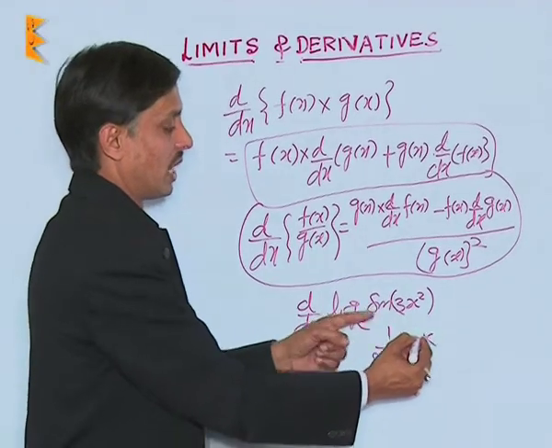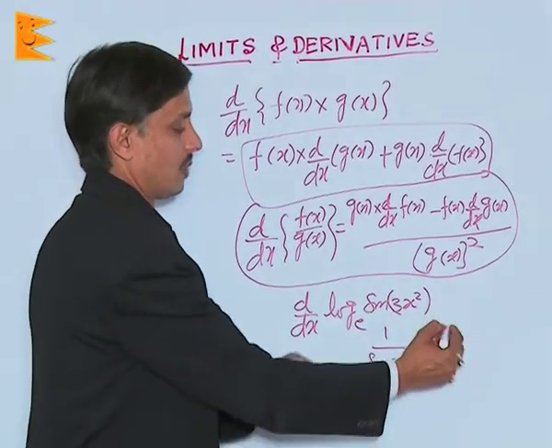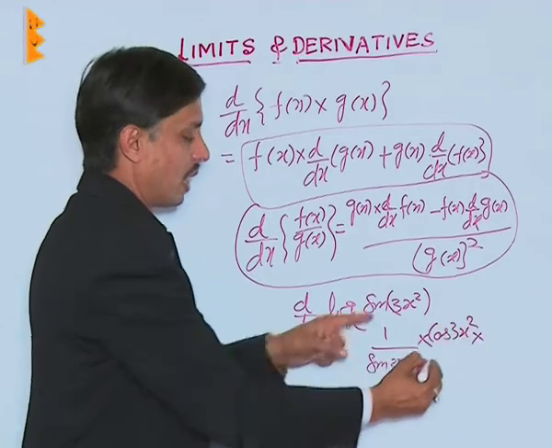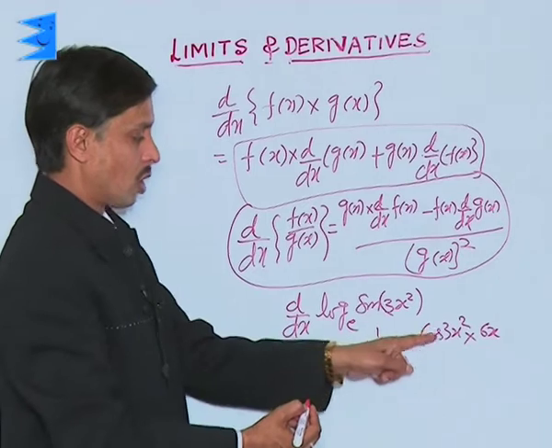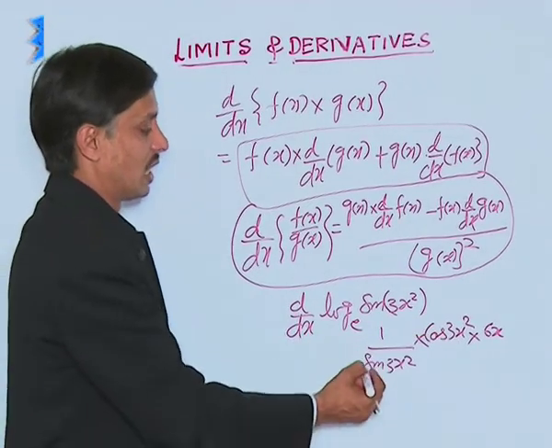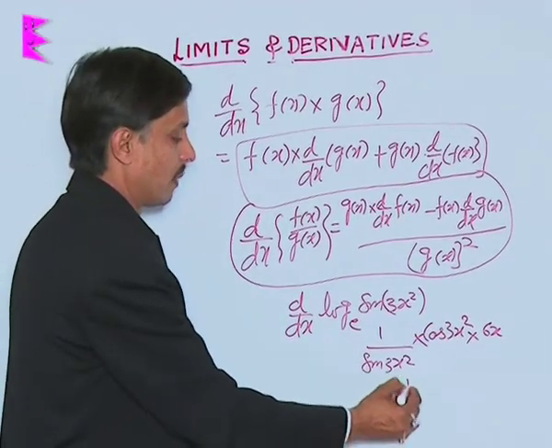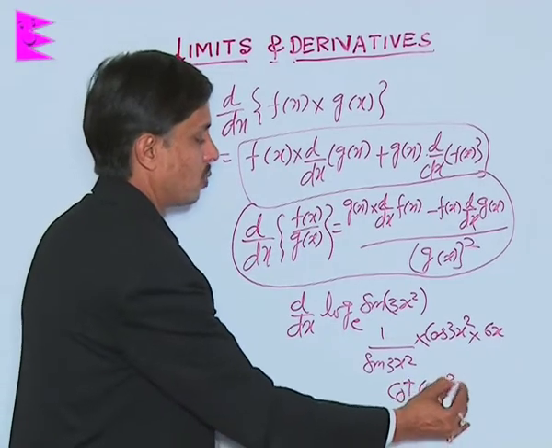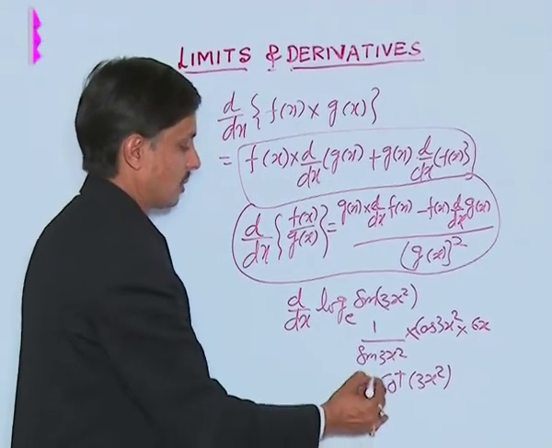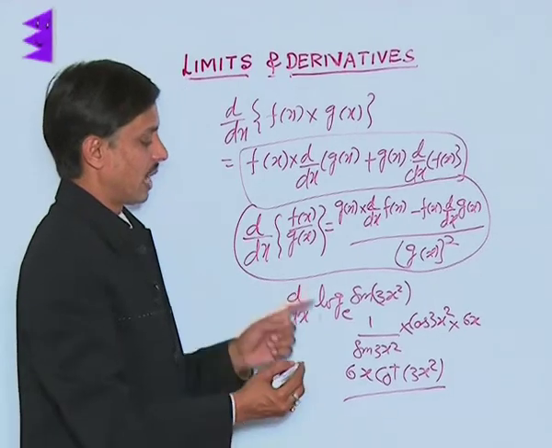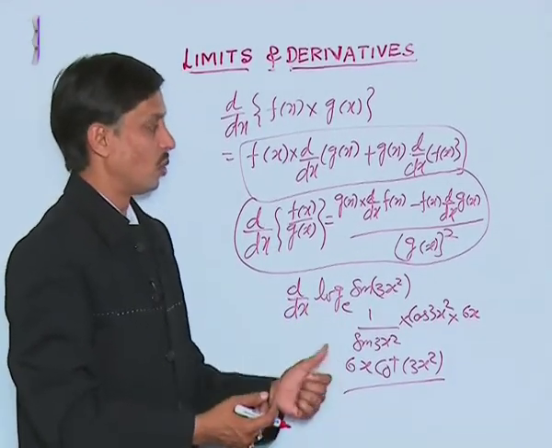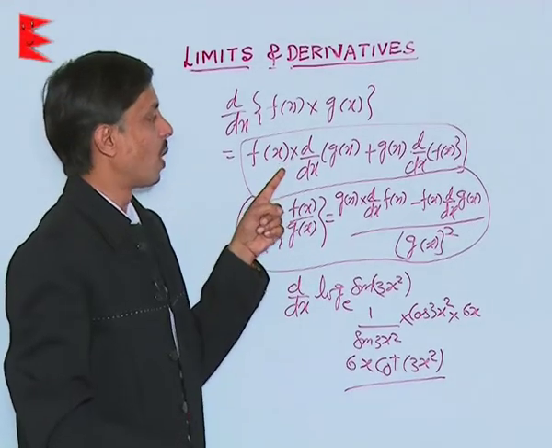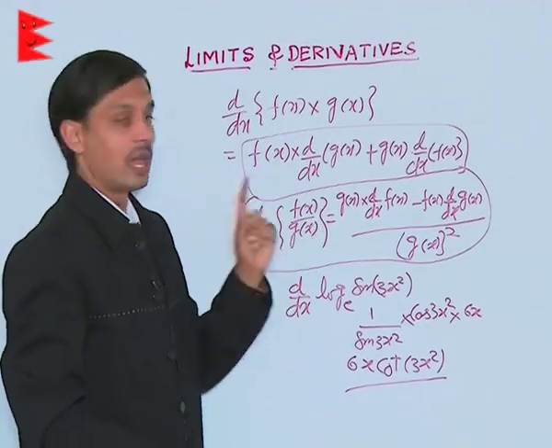The derivative of sine is cos 3x square. And the derivative of 3x square is what? 6x. So cos 3x square upon sine 3x square, as per trigonometry, comes as cot of 3x square into 6x. So this becomes 6x into cot of 3x square as per the chain rule. I will explain a few problems related to the product and division rules.